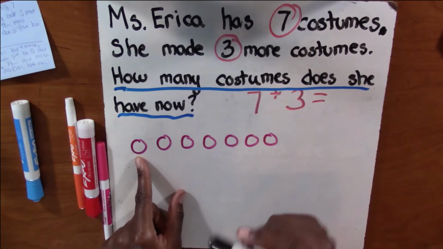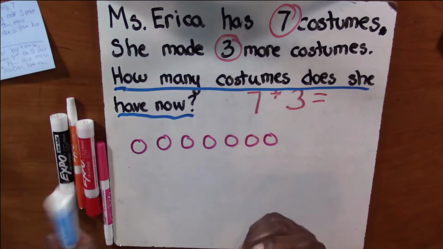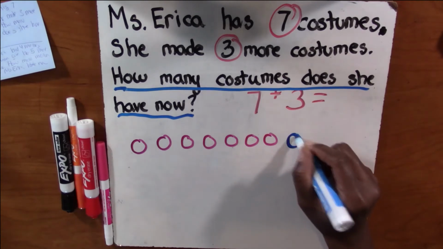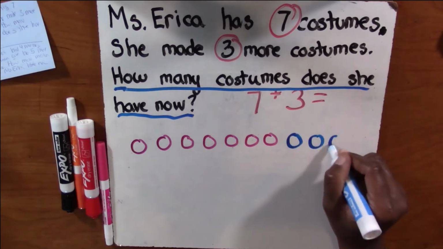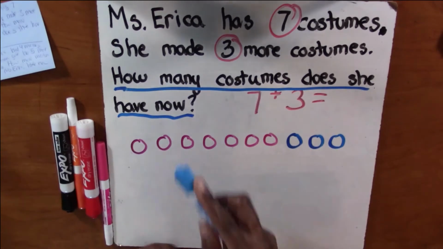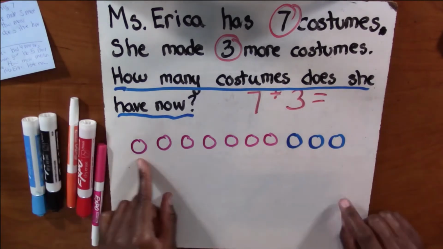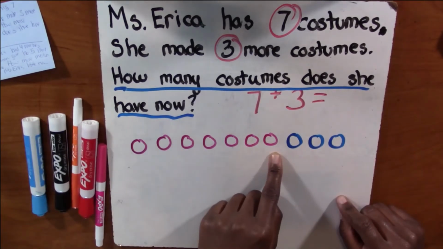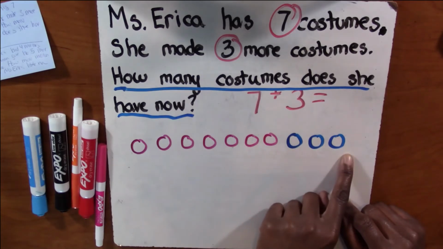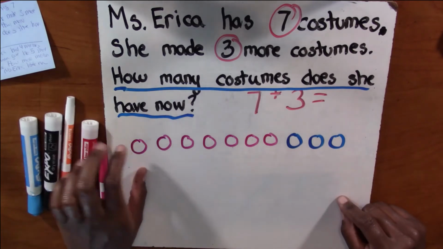So I made 3 more. So I had 7 costumes, and then I was so quick, I made 3 more. 1, 2, 3. These are the 3 more costumes that I made. How many costumes do I have now? So I'm going to count them all up. These are the 7 that I previously had. These are the 7 that I had. And then I made 3 more costumes. So we're going to count all of them to see how many I have now.